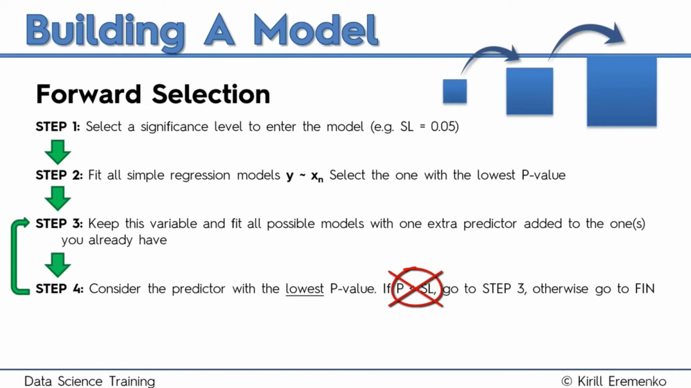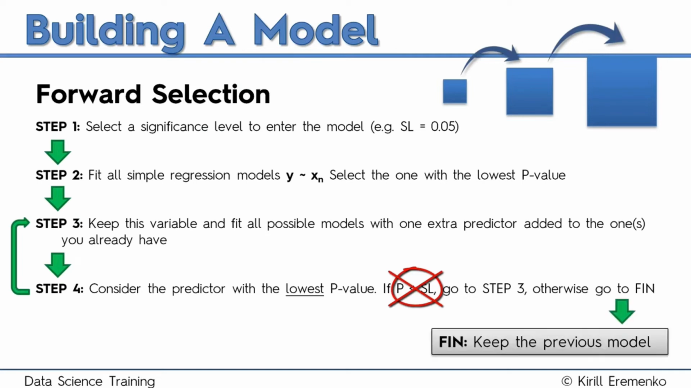Well, because that variable that we just added is not significant anymore. And we also know that we selected the one with the lowest p-value. So there's no other variable that we can add whose p-value will be less than SL. Any regression that we choose from then onwards, the new variable will always be insignificant.